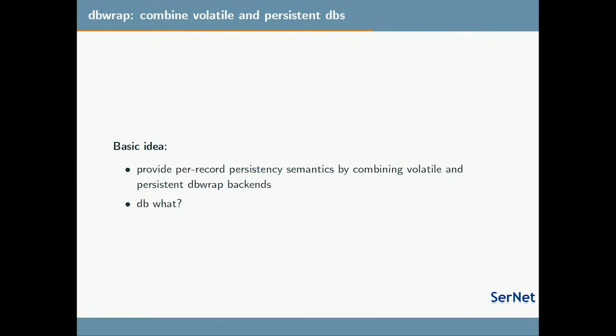So we needed another idea. The other idea, which predates the extended attribute idea, is to combine the volatile and persistent DB models and provide per-record persistency semantics by combining those. So dbwrap, what is that?